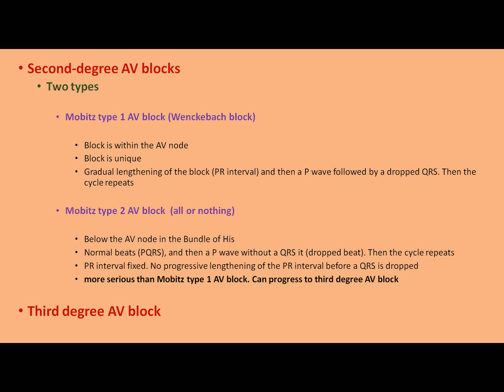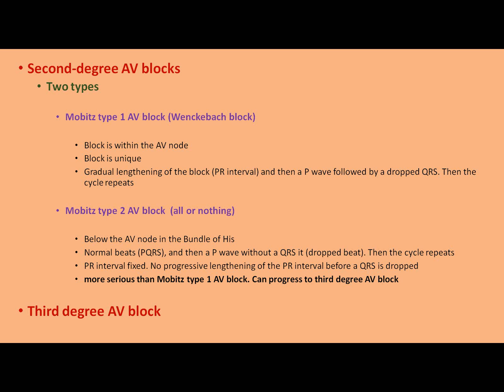Type 2 is dangerous. Sometimes you have a P wave with no QRS; they're completely dropped. This is called a high degree AV block, because it can change to a third degree block. I will talk about third degree. This one and the third degree blocks need pacemakers, and we usually put in a temporary pacemaker right away until they get the permanent pacemaker inside.